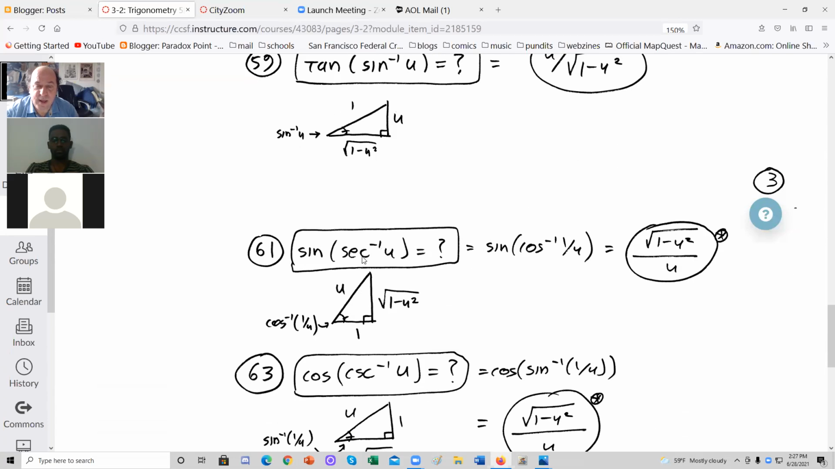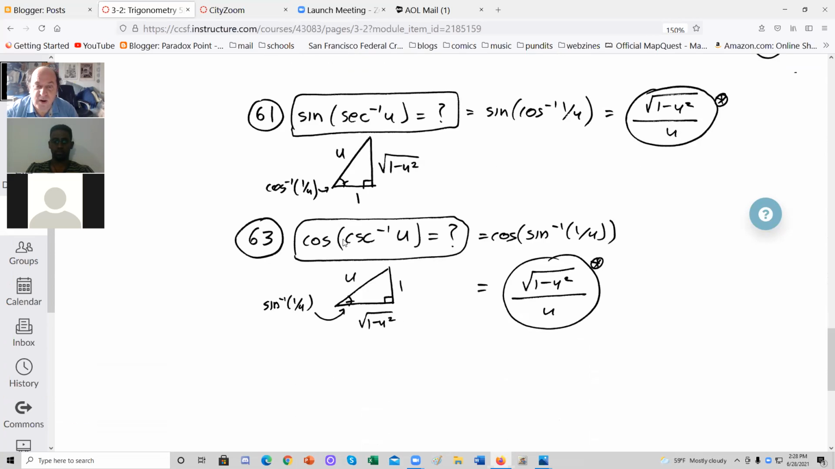Now, sine of arcsecant of u. What's that? Well, okay, an arcsecant is the arccosine of a reciprocal. So we draw a triangle with this angle being the arcsecant of u, aka arccosine of 1 over u. So adjacent over hypotenuse is 1 over u, so we put a 1 here and a u here along the hypotenuse, along the diagonal. This third side by Pythagoras is root of 1 minus u squared. Sine of that is opposite over hypotenuse, therefore root 1 minus u squared divided by u.